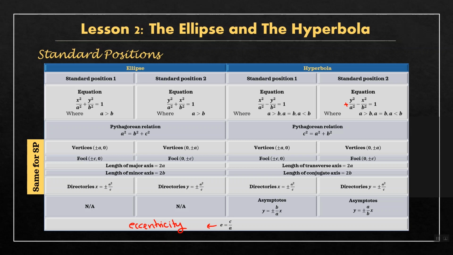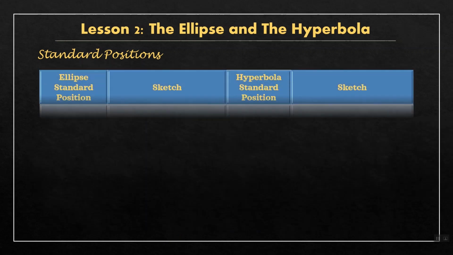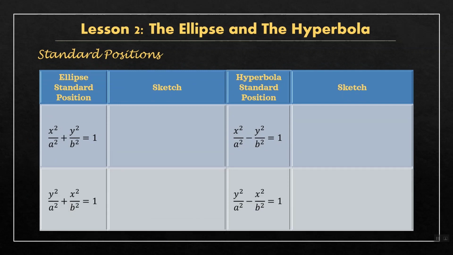This table is very important for all of our calculations, so please find this table in your book, memorize it well, because you're going to rely on it entirely in solving all of the questions of ellipses and hyperbolas. So let's do a quick revision of the standard positions.